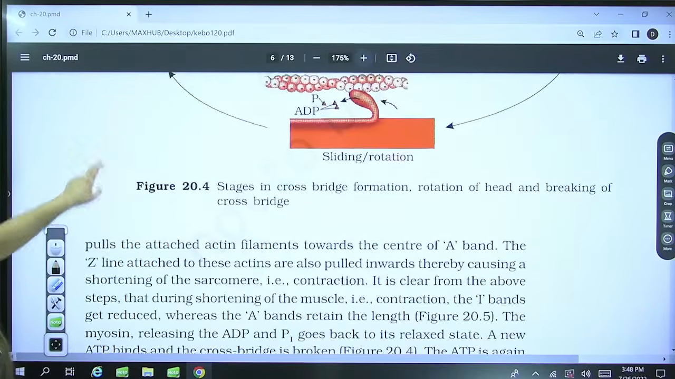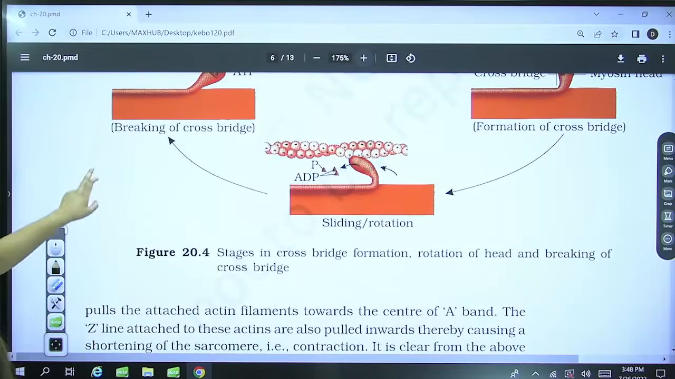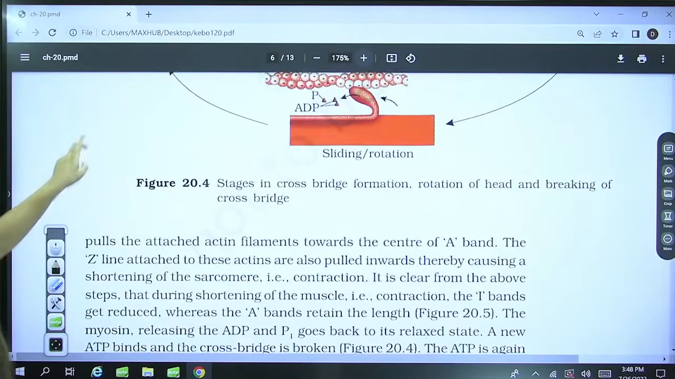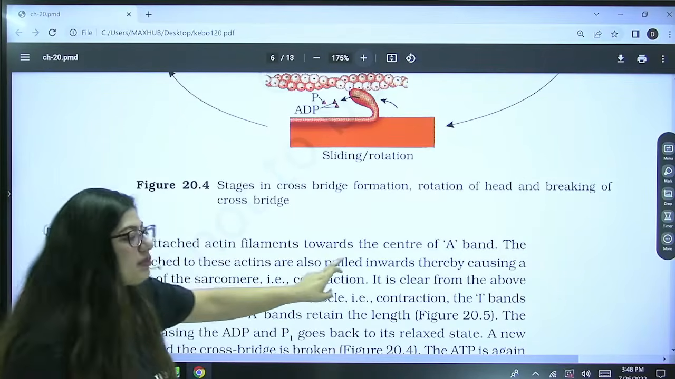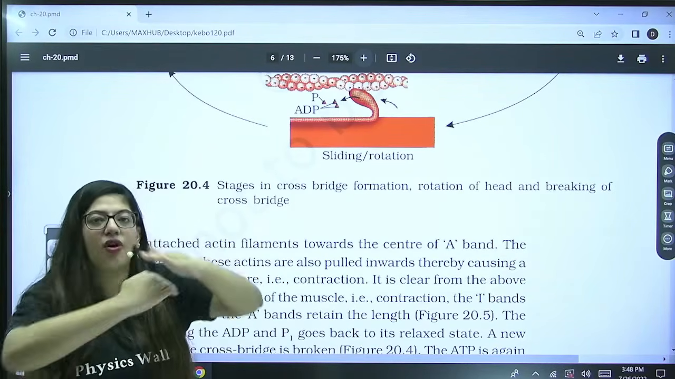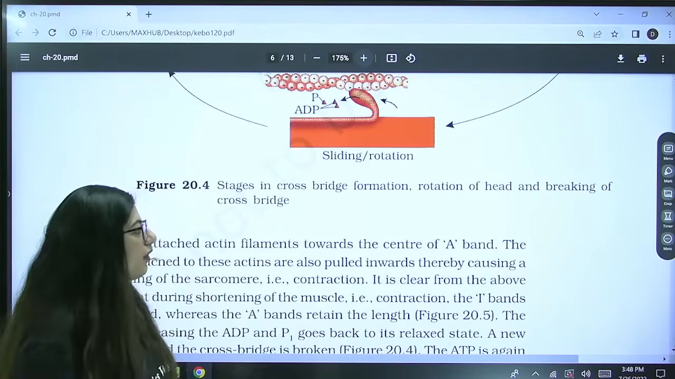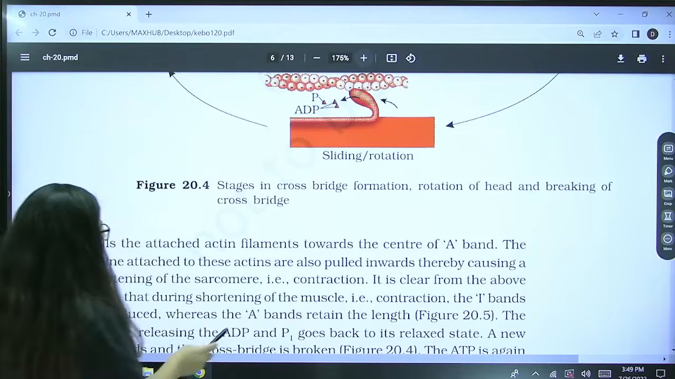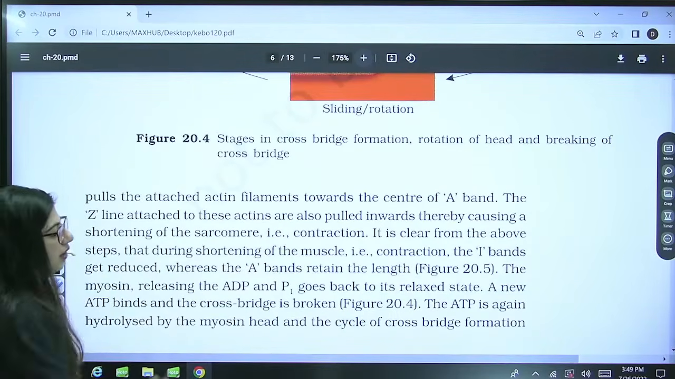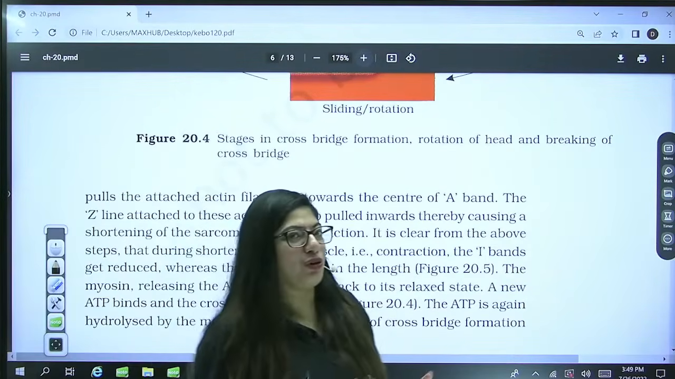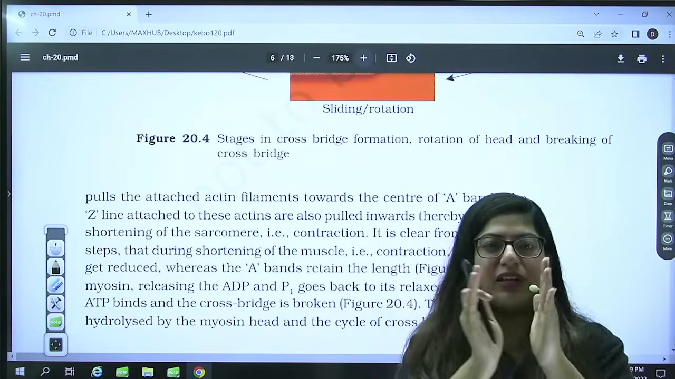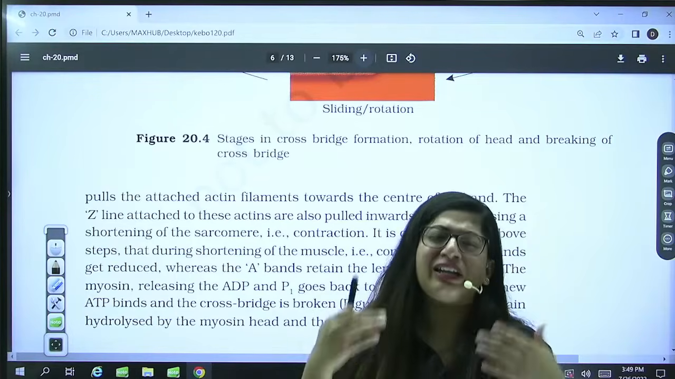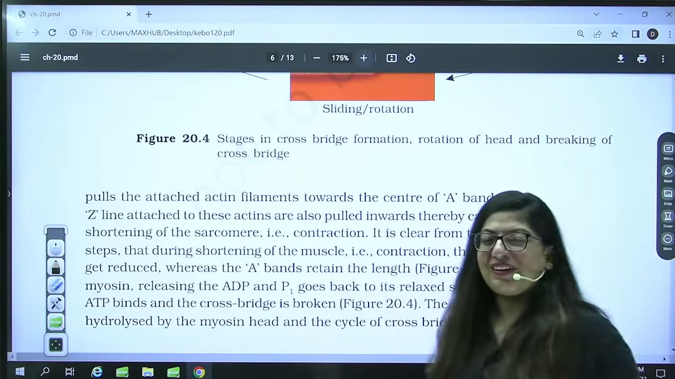Okay, guys. Now, I missed a line here, I guess. This pulls the attached actin filaments towards the center. As I'll say, it will always move towards the inside of the A band. The Z lines attached to these actins are also pulled inward, thereby causing a shortening of the sarcomere, that is contraction. So as I've told you, always the width of the sarcomere will decrease. You call it shortening of the sarcomere as well, in other words. And you call it contraction.